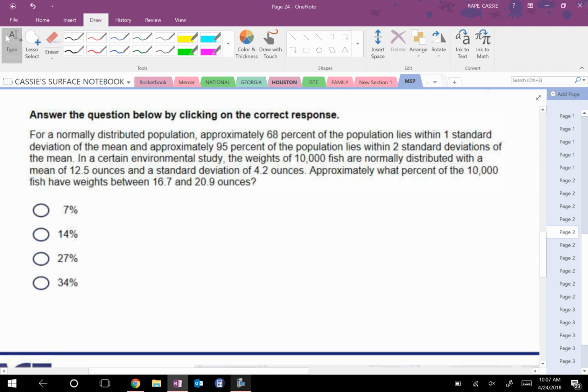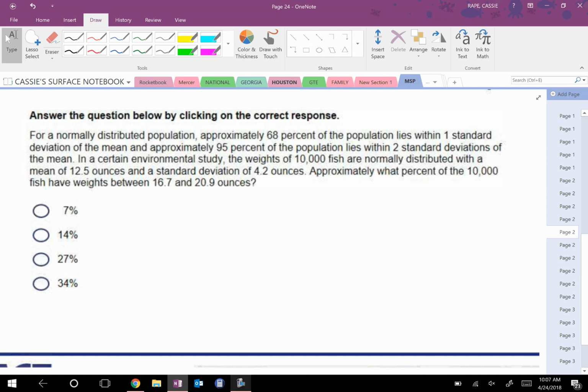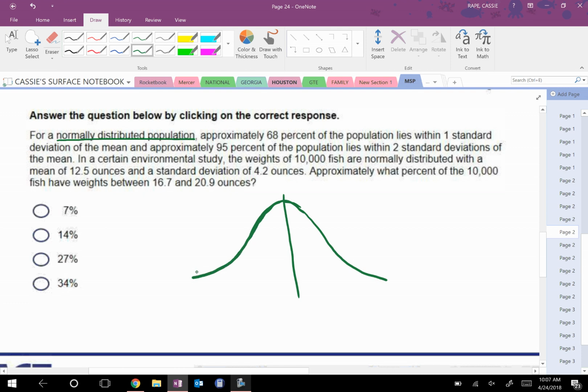All right, this is question number 38. And it's asking you about a normally distributed population. A normally distributed population says that essentially, if there is a mean of something that's going on, then it's pretty evenly weighted, the way the word normally would suggest.